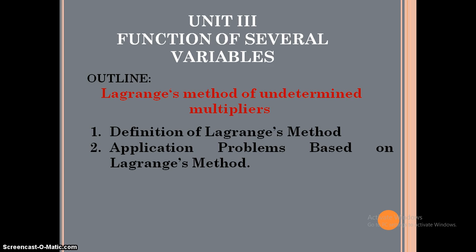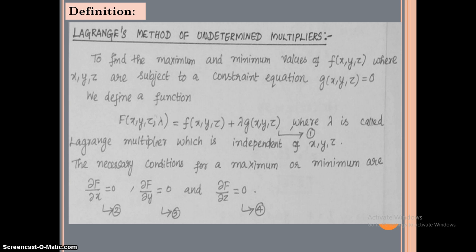So let me go through the definition of Lagrange's method. Here the Lagrange method is based on finding the maximum and minimum values, but they are also given the constraint equation, that is g of x comma y comma z equal to 0. So already we know how to find the maximum and minimum based on f of x comma y comma z. Here we can add one more condition, that is g of x comma y comma z equal to 0. For this case we can use the Lagrangian method of multipliers.